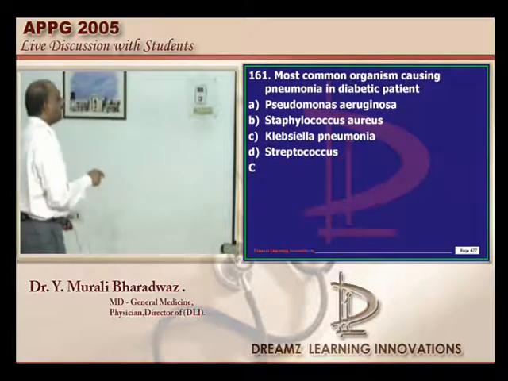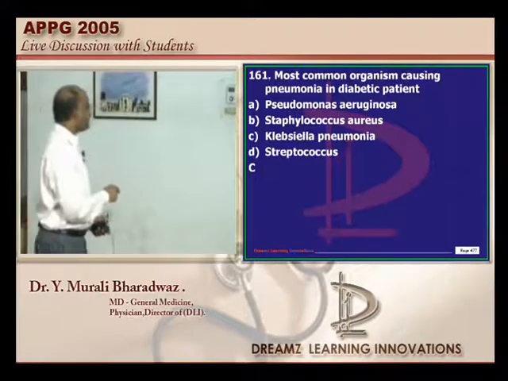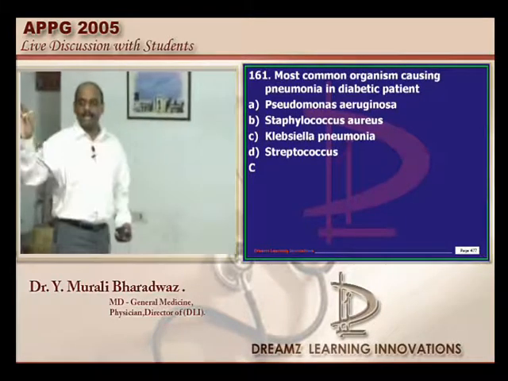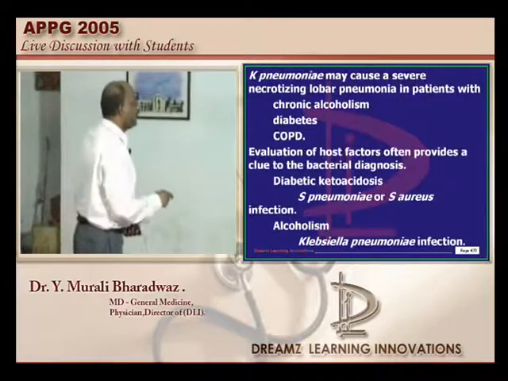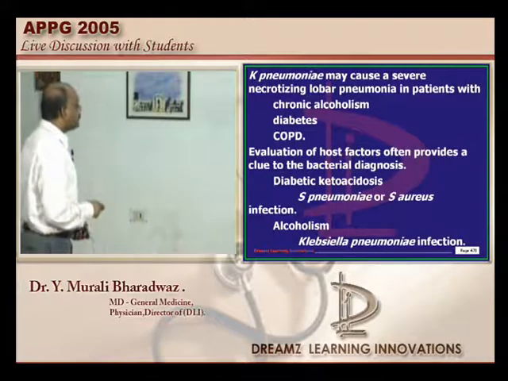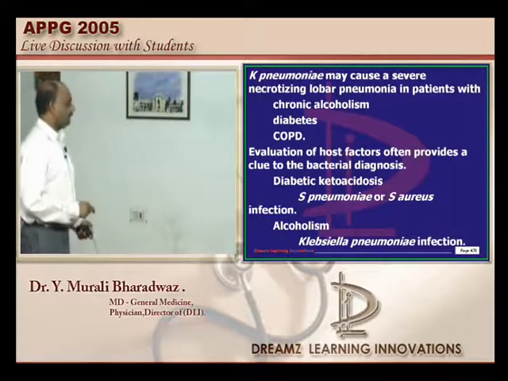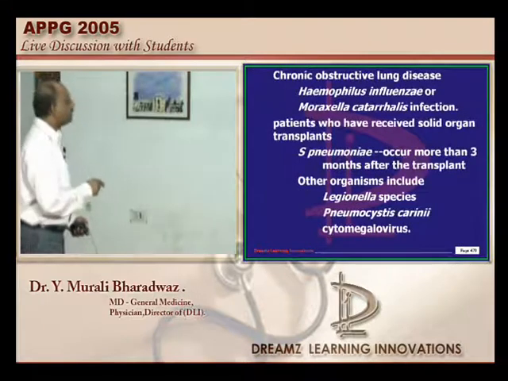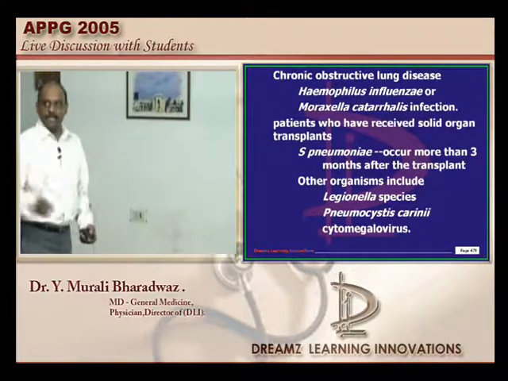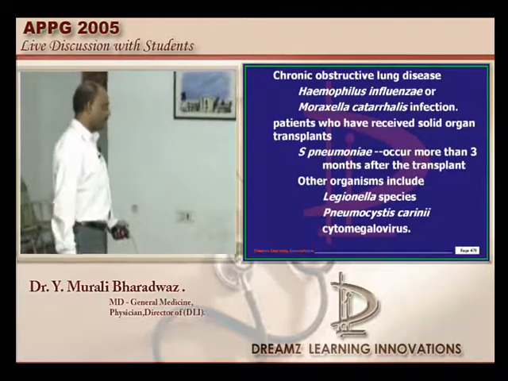What's the most common organism causing pneumonia in the diabetic individual, doctor? Alcoholics, diabetics, COPD: don't forget Klebsiella pneumoniae, which causes necrotizing lobar pneumonia. Similarly, in diabetic ketoacidosis, Streptococcus pneumoniae and Staph aureus are quite common. And in chronic obstructive pulmonary disease, two organisms, Moraxella catarrhalis and Haemophilus influenzae, should not be forgotten.